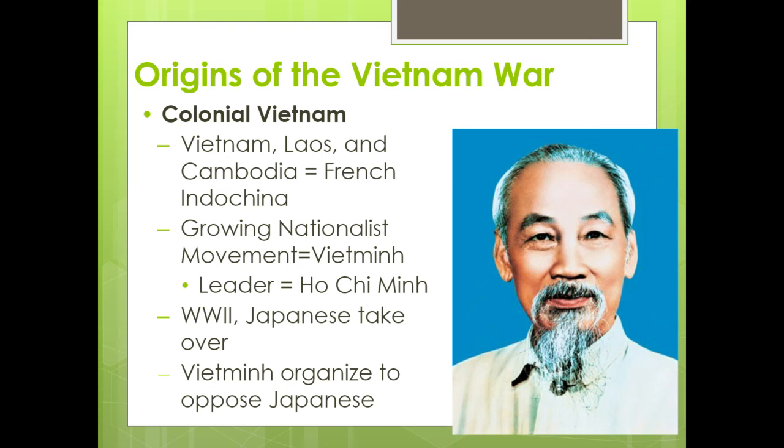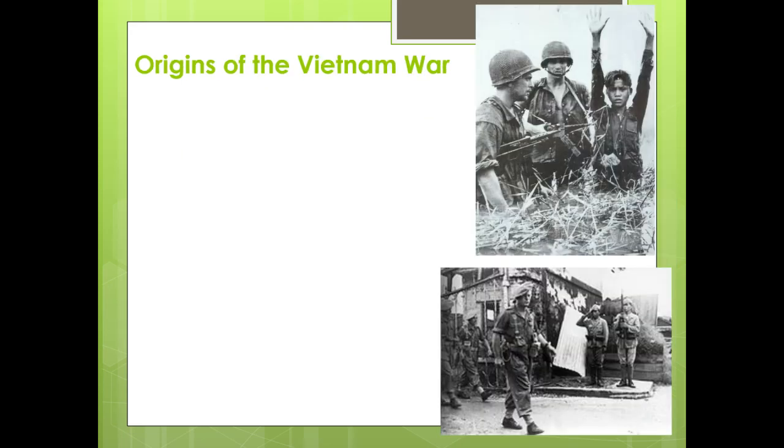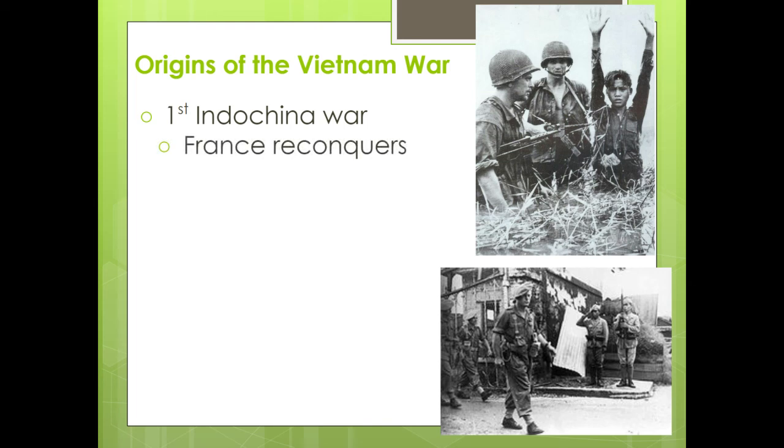And after World War II, they're actually going to expect their own nation to be given to them because they say, we fought the Japanese too, we deserve our own country. What ends up happening, though, is the First Indochina War. And this is the first phase, you could kind of say, of the Vietnam War. And the United States isn't super involved in this.